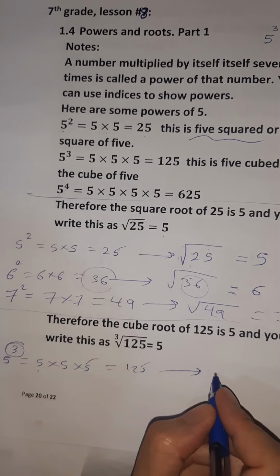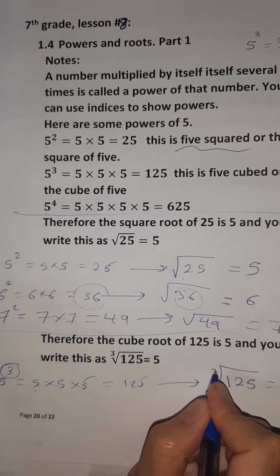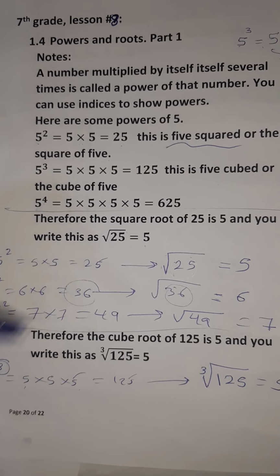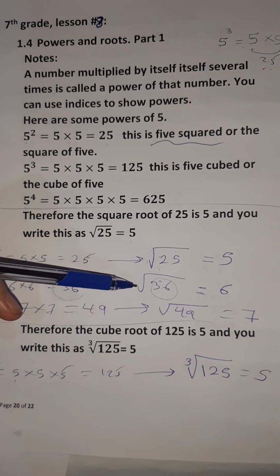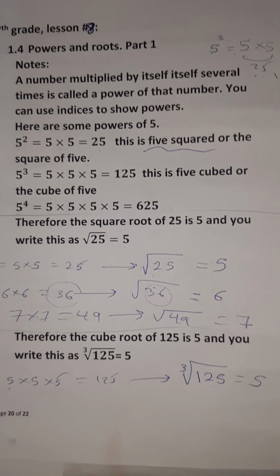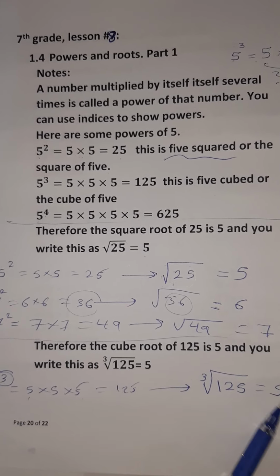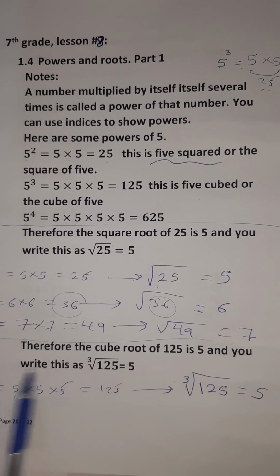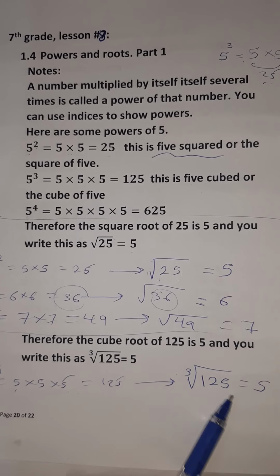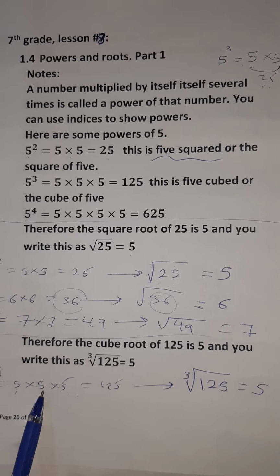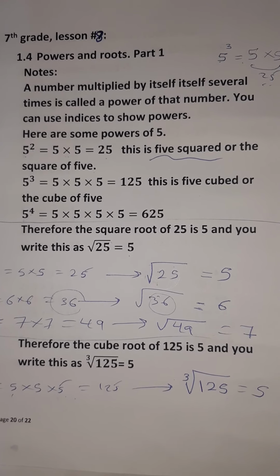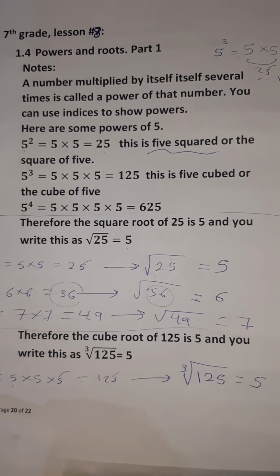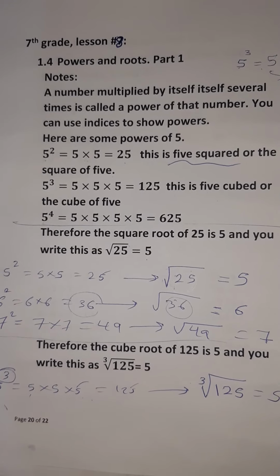Now, the cube root of 125 equals 5. A small 3 here means a cube root, and without anything it means a square root. Look at a number that you can multiply by itself 3 times that will give you 125, which is 5, since 5 times 5 times 5 is 125. This is the difference between a square root and a cube root.